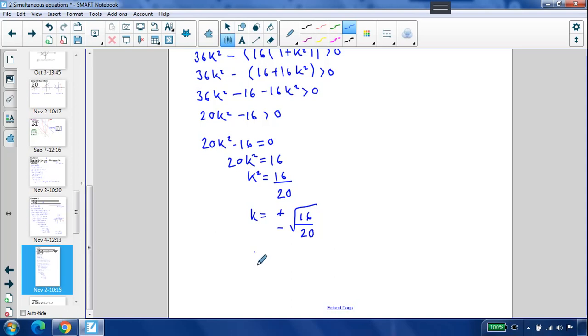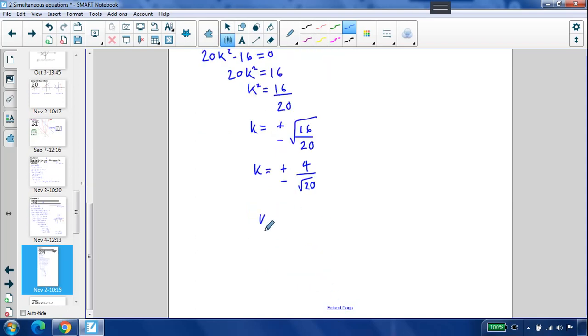Now you can leave your answer like that. I'm going to go ahead and simplify a little bit. So root 16 we know is 4, so I'll have 4 over root 20. And again, you can keep it like this. I'm going to use knowledge from chapter 1 and actually rationalise the denominator. And when you rationalise the denominator, you should get 2 root 5 over 5. And obviously a positive version and a negative version.